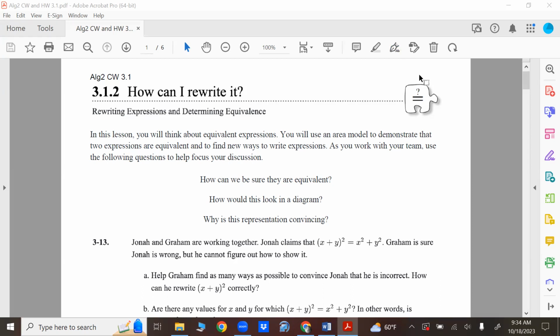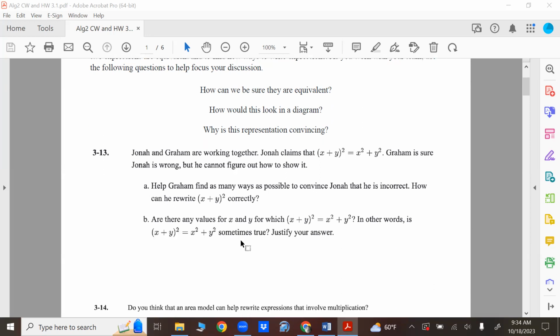How can we be sure they're equivalent? How would this look in a diagram? Why is this representation convincing? All right, so let's look at these two.